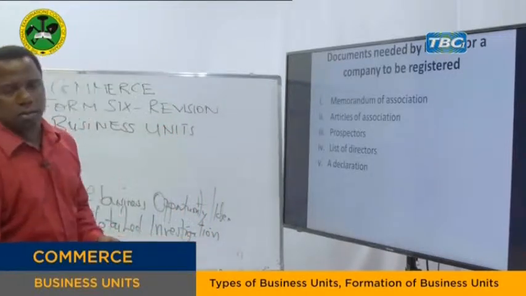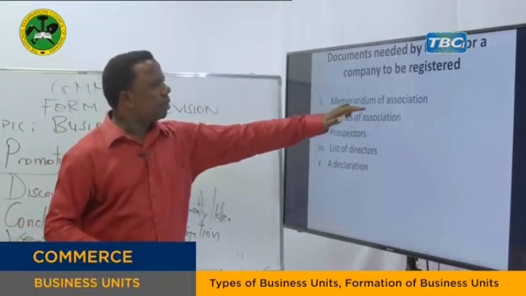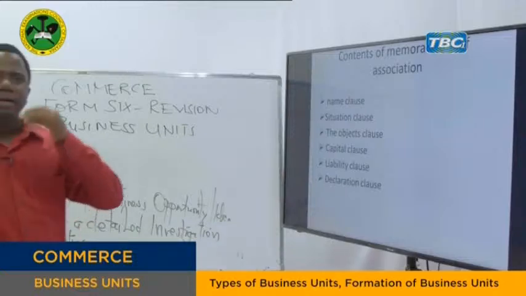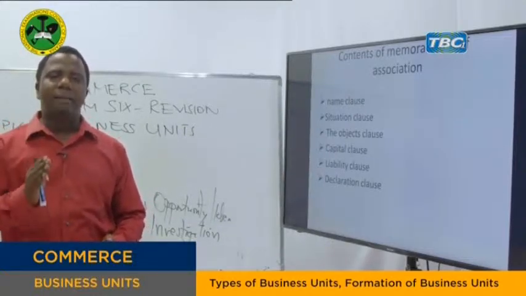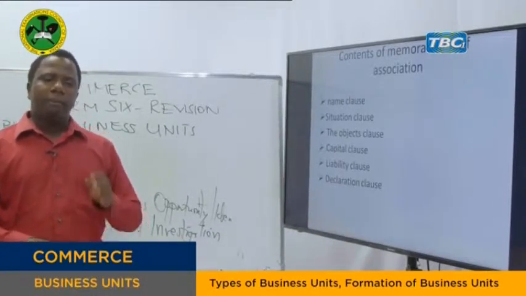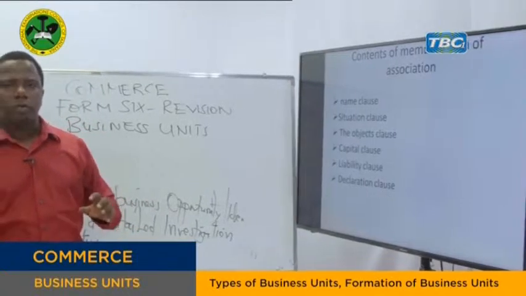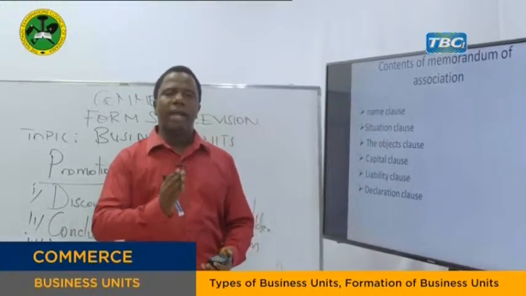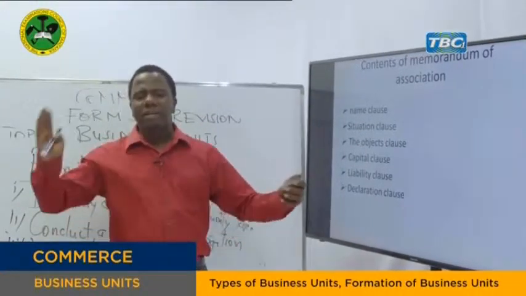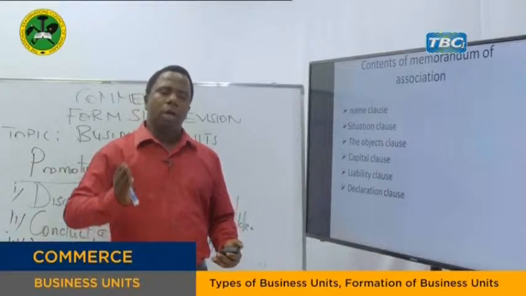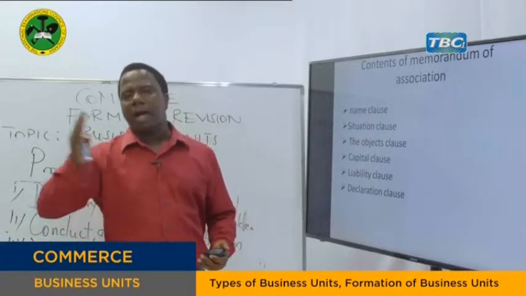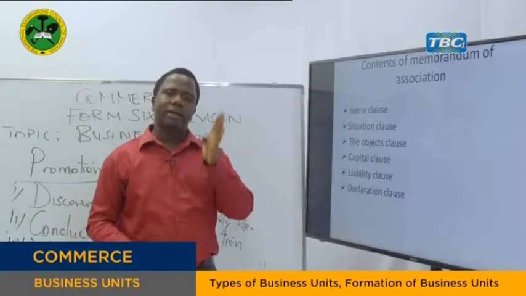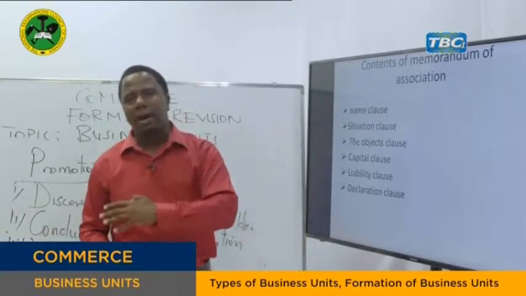Now let's have a look at this document, the Memorandum of Association. What are the main contents in the Memorandum of Association? The main contents are as follows. One is the name clause. This shows the name of a company, because you have different companies, so you have to distinguish your company from other companies just using your name. The name of that company will make a clear distinction between this company and that company.